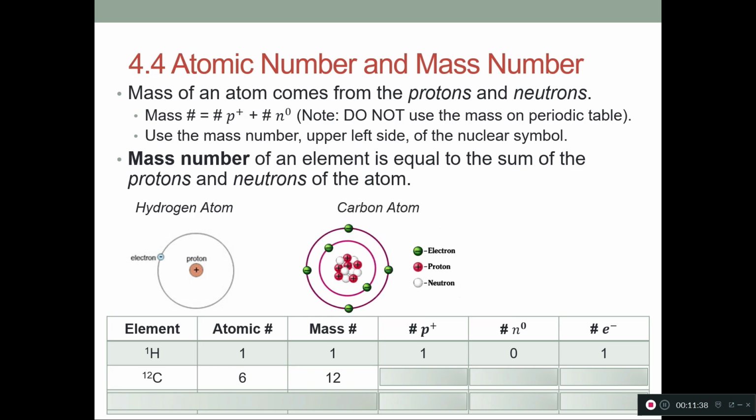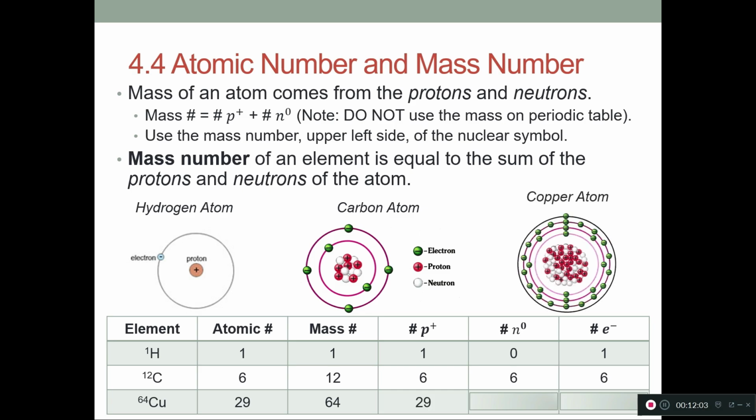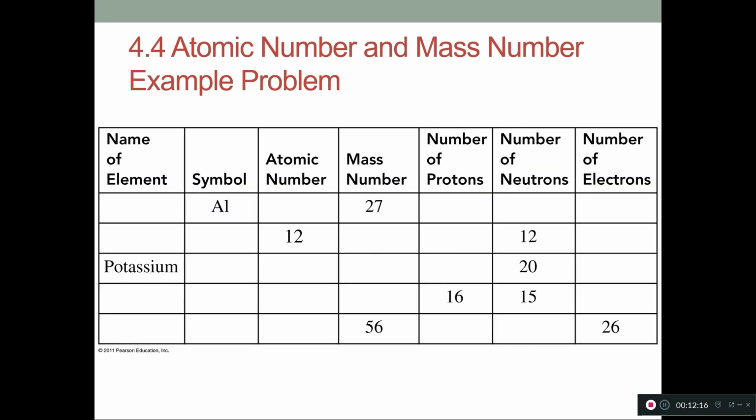Whereas if we have a carbon here, this has an atomic number of 6 and a mass number of 12. So that means we have 6 protons, and since the mass number is 12, we must also have 6 neutrons, and we would also have 6 electrons if we have no charge on it. Then something like copper has an atomic number of 29 and a mass number of 64. That means it has 29 protons, and it would have 64 minus the 29 number of neutrons, so that would be 35 neutrons. And then since we're talking about something with no charge, it must have 29 electrons as well.